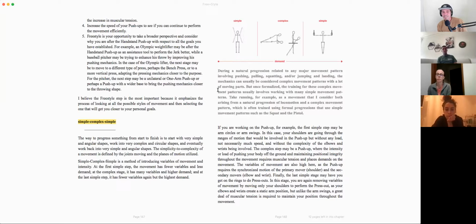The next method is the simple, complex, simple method. And this one states that a simple movement pattern, such as an arm swing, can translate into a more complex movement pattern like a push-up or a dip, and eventually back into a simple movement pattern such as an iron cross. Learning how to see that an arm swing can translate into a push-up and a push-up into an iron cross is key for seeing progressions.